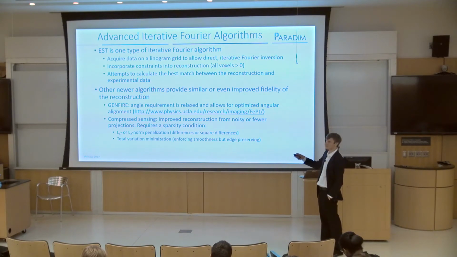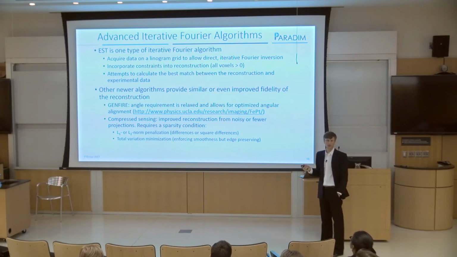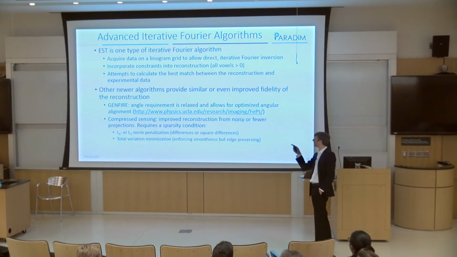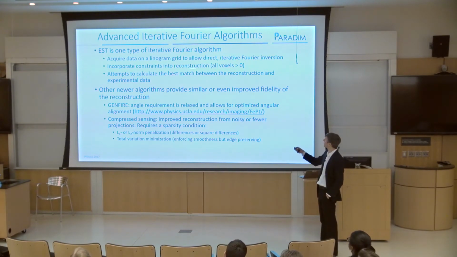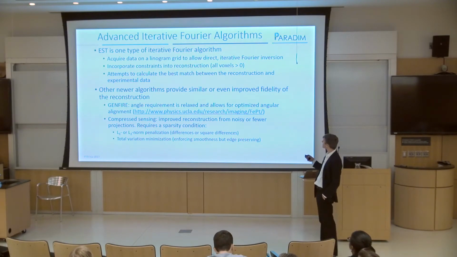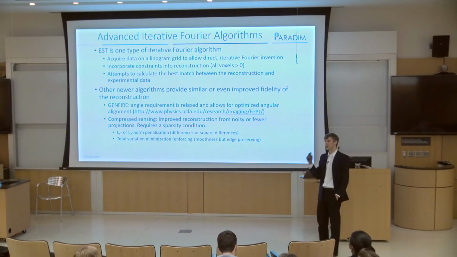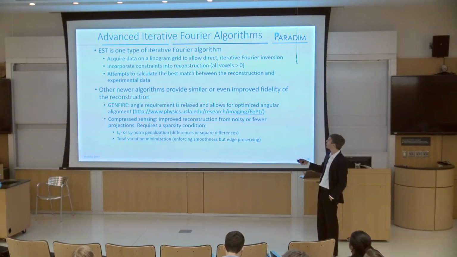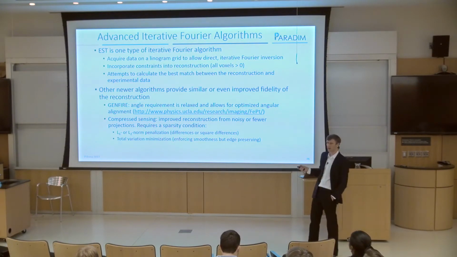Just to reiterate what's going on, you acquire the data on what's called a linogram grid, and that allows direct iterative Fourier inversion. It allows you to incorporate constraints into the reconstruction, which is a little bit easier for the computer to do when you do this in Fourier space. You can apply constraints in Fourier space, for instance, which you can't do when you do a Radon reconstruction. And then this attempts to calculate the best match between the reconstruction and the experimental data. And in general, it gets a better match than the back projection methods. There are newer algorithms that provide similar or even improved fidelity of the reconstruction.